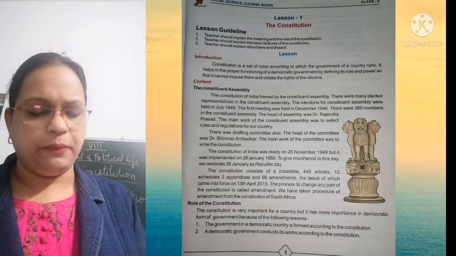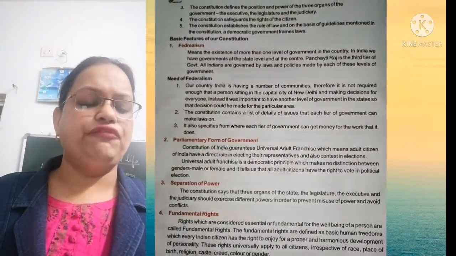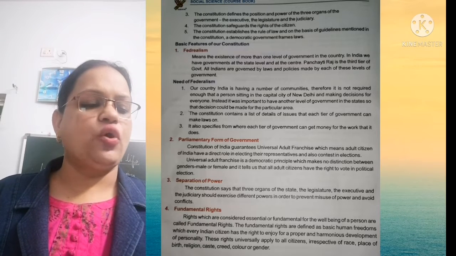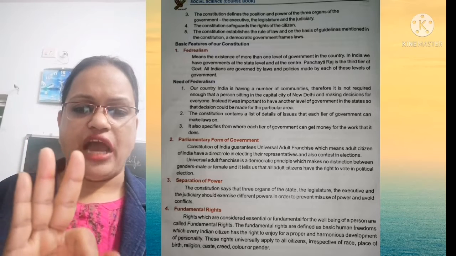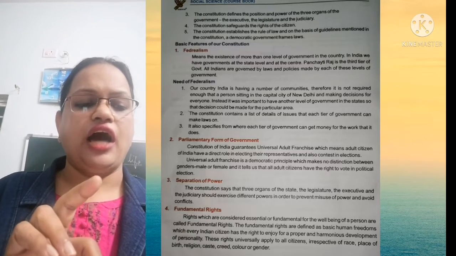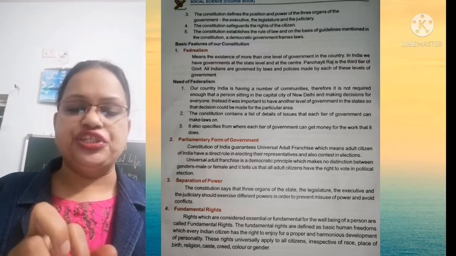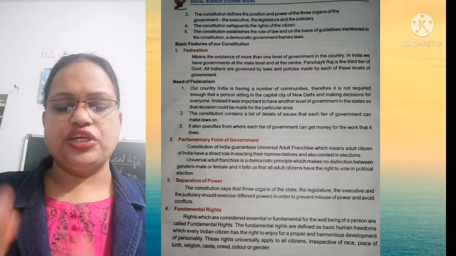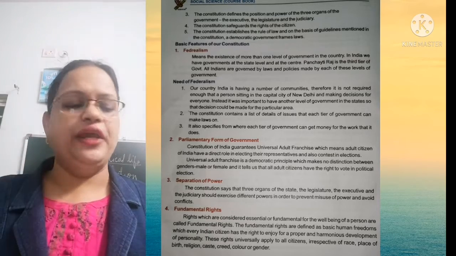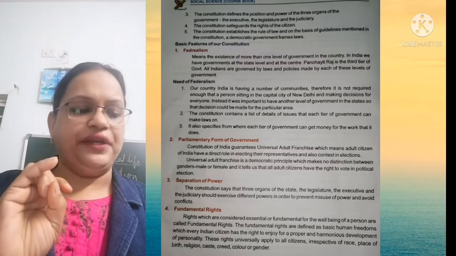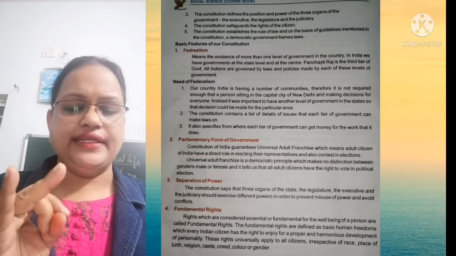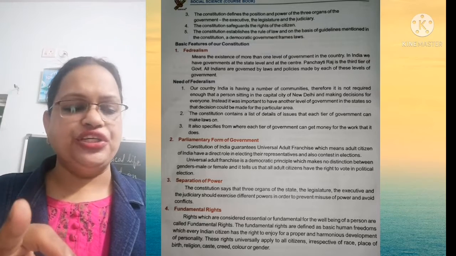Then third point, take page number 2. The Constitution defines the position and power of the 3 organs of the government. In government, we have 3 organs. That is, executive is there, legislature is there, and judiciary is there. In any constitution, these three positions are very important. Again, I am repeating, the first is the executive, who executes the law. Second is the legislature and the judiciary.